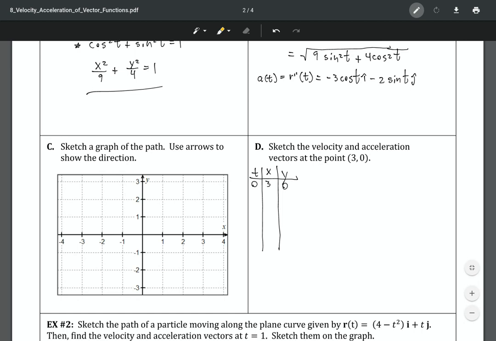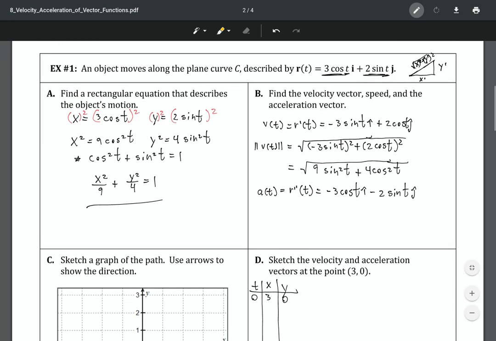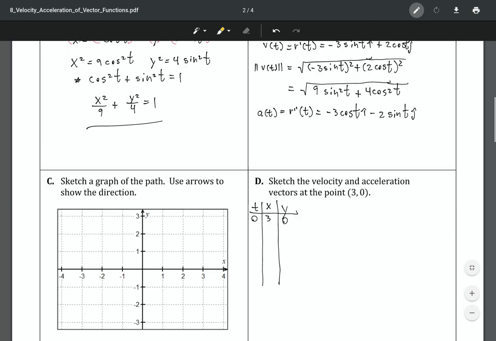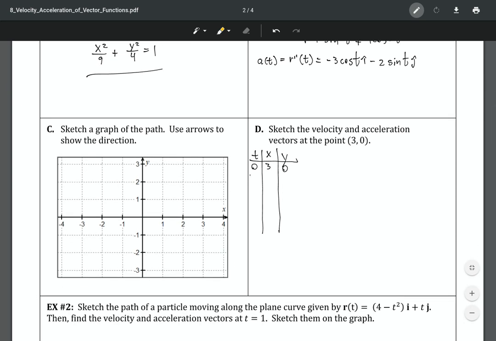And of course, I can pick 1, but I don't really know what the cosine of 1 and the sine of 1 are. So the next logical one to pick would be pi over 2. At pi over 2, the cosine would be 0, and the sine would be 1, which would be, in this case, like that. And I would go to pi, and that would give me -3 and 0. And remember, I'm plugging this back into the function r. And then finally, I could pick 3 pi over 2, and that's going to give me 0 and -2.